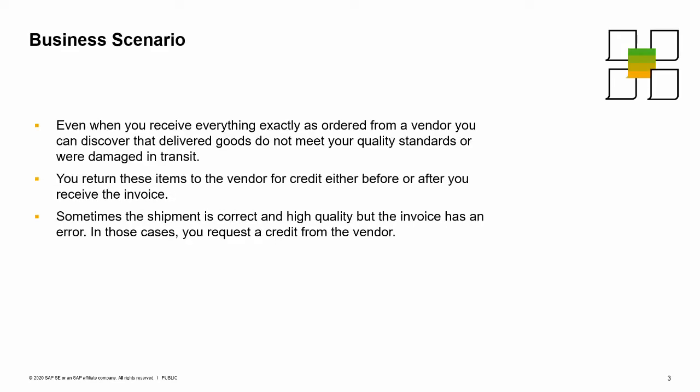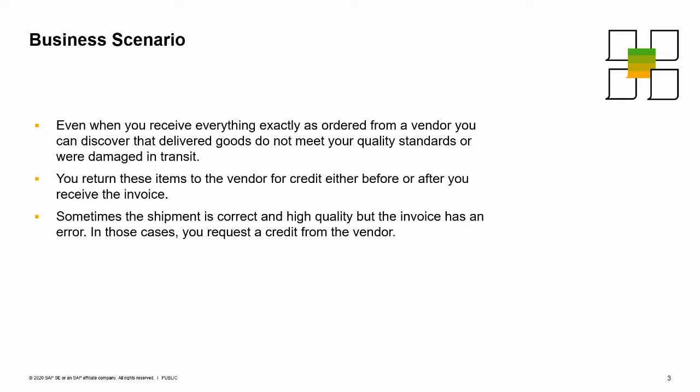Even when you receive everything exactly as ordered from a vendor, you can discover that delivered goods do not meet your quality standards or were damaged in transit. You return these items to the vendor for credit either before or after you receive the invoice. Sometimes the shipment is correct and high quality, but the invoice has an error. In those cases, you request a credit from the vendor.